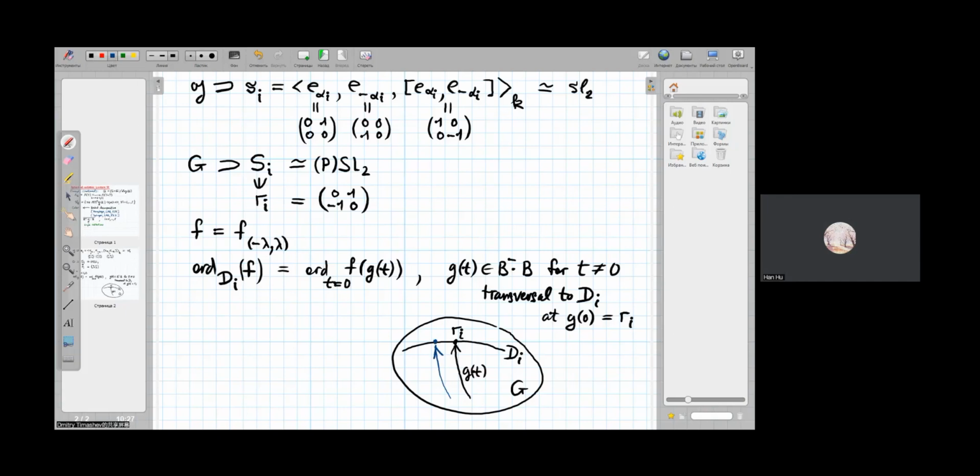Now, how to do it? How to compute this vanishing order? Again, we shall use the Bruhat decomposition.